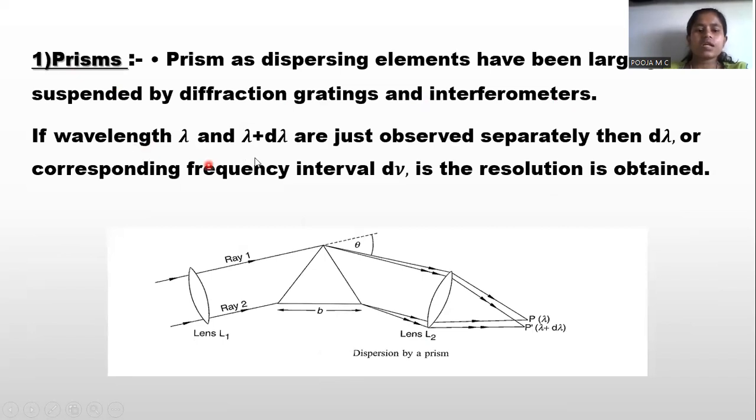If wavelengths lambda and lambda plus d lambda are just observed separately, then here we can see lambda and lambda plus d lambda. Our corresponding frequency interval d nu is the resolution obtained. Here we can see how the prism splits the light into its components of wavelength. The ray passes from lens 1 and enters through a prism and diffracts into components of wavelength. Here lambda and lambda plus d lambda are the wavelengths.